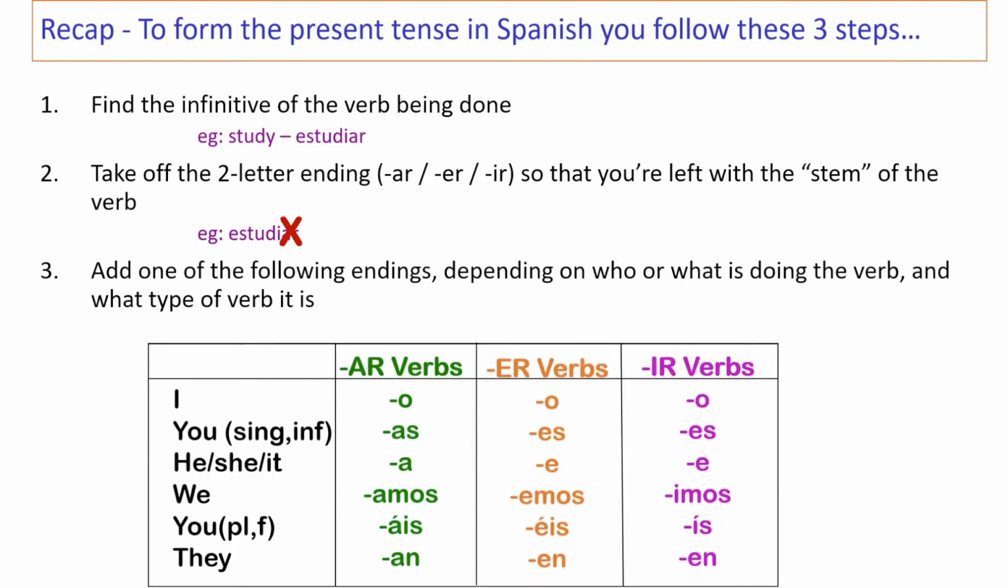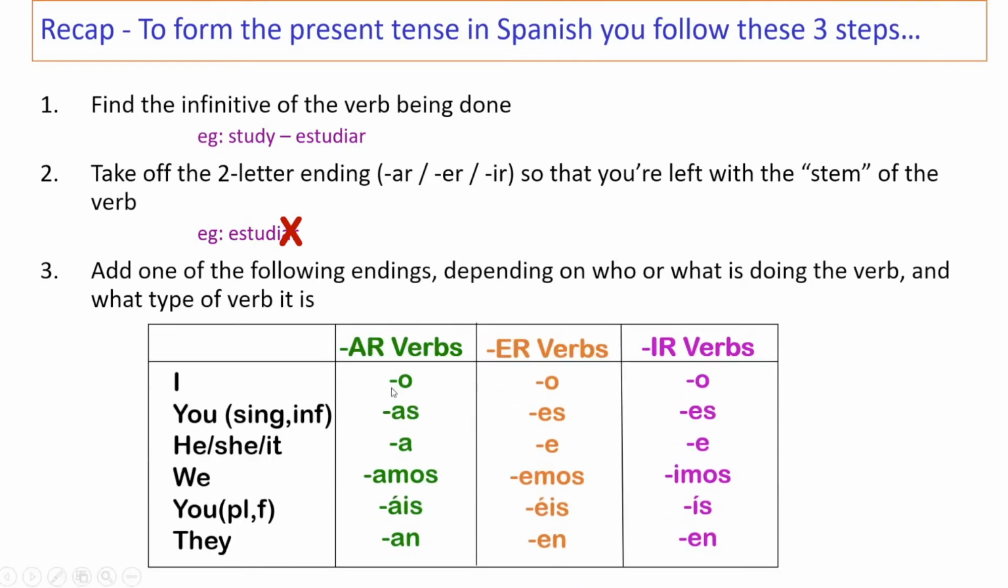And because I've taken off AR, it's this column that I will need to get my ending from. And if I want to say I study, it's going to be estudio. You study, estudias. He studies, estudia. We study, estudiamos. You plural, a group of people, estudiáis. They study, estudian. And if it had been an ER verb, we would have taken that off and added these endings, and an IR verb.